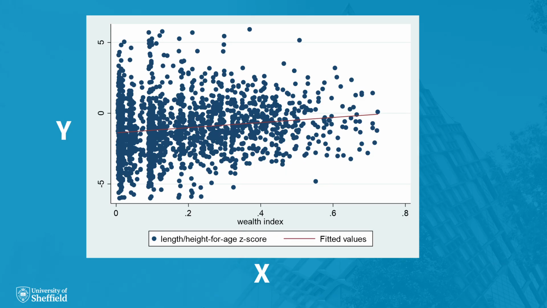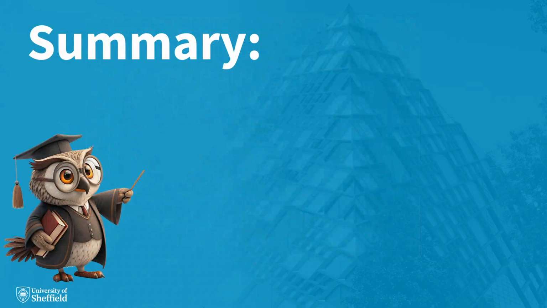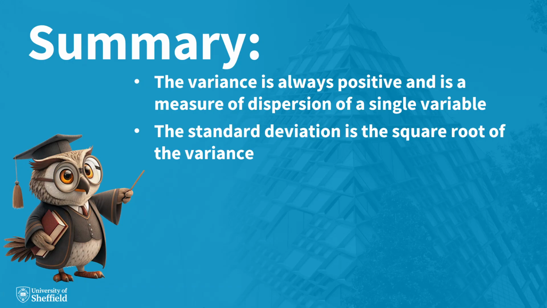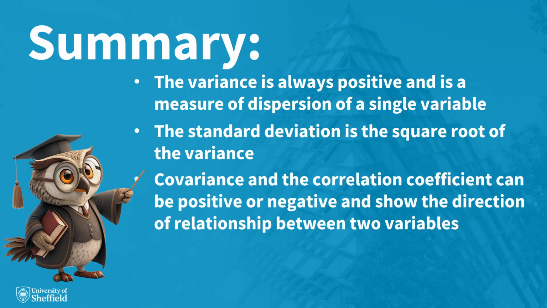Let's bring our owl back in for a final time and summarize what we've learnt today. We have seen that the variance is always a positive number and is a measure of how dispersed or spread out our data points are on a particular variable. The standard deviation is the square root of the variance, and so is also a measure of dispersion. The covariance, from which we derive the correlation coefficient, can be positive or negative and tells us the direction and strength of relationship between two variables.